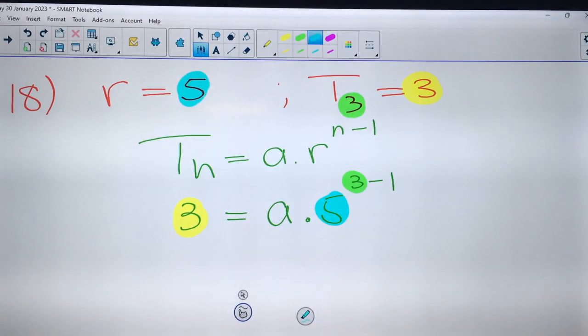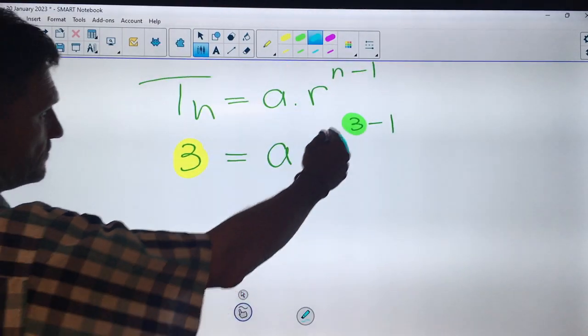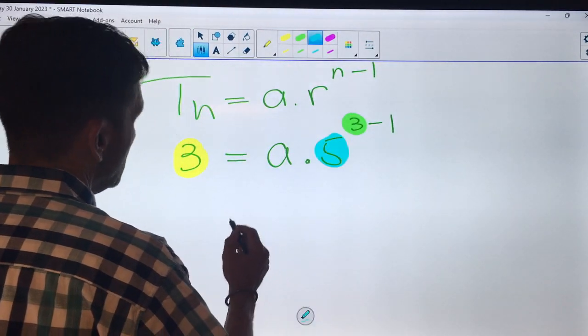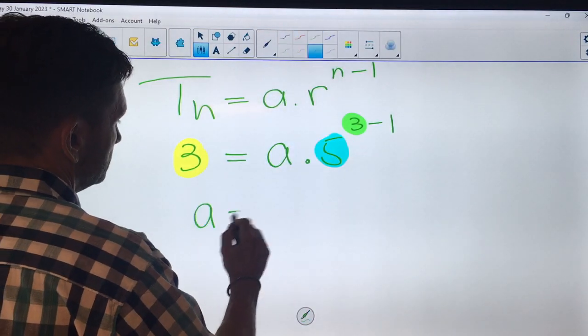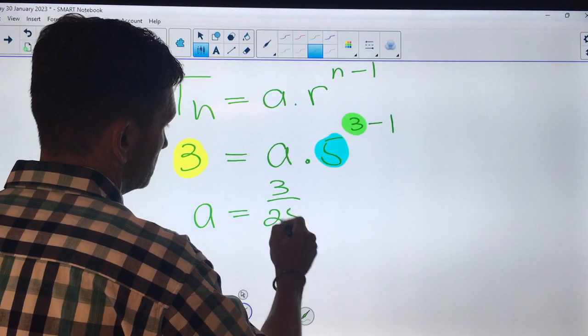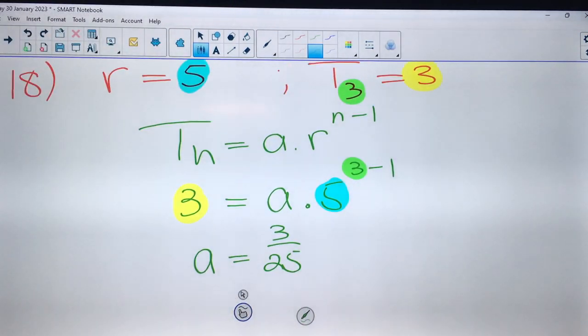And if we calculate it from here, that will give us 5 squared is 25, so A will be equal to 3 over 25. Any questions?